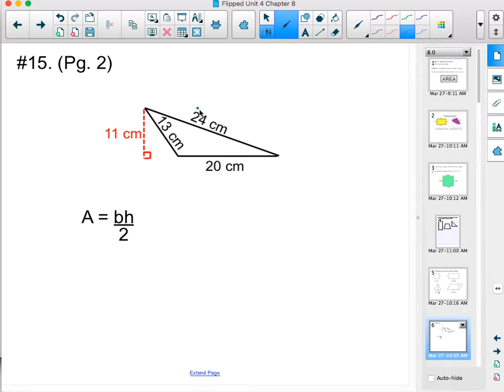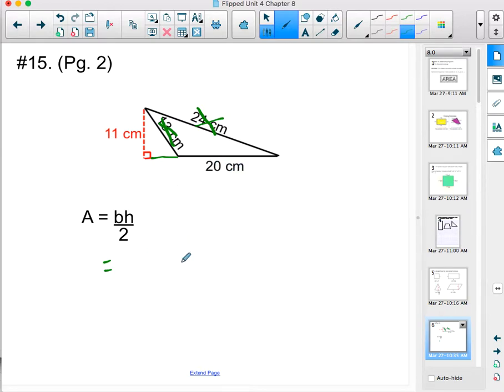Well, the first measurement is the 24 centimeter piece. That does not form a right angle with my height here. The second measurement that I don't need is 13 centimeters. That also does not form a right angle with my height. What I am going to use is this 20 centimeter piece, because if I trace that line, make it a little longer, I will see that this 11 centimeter piece and the 20 centimeter piece are perpendicular. They make a right angle. Remember, the base and the height are always right.